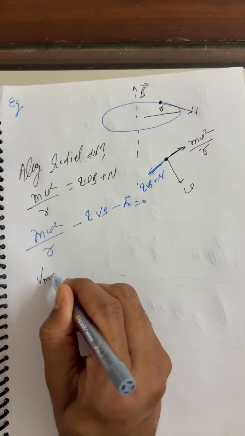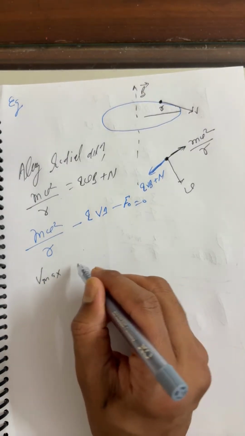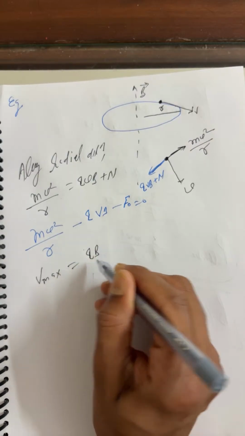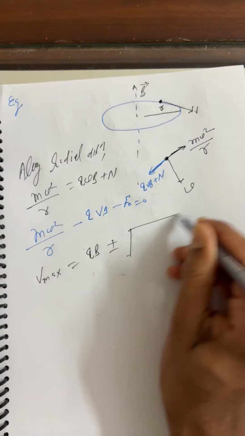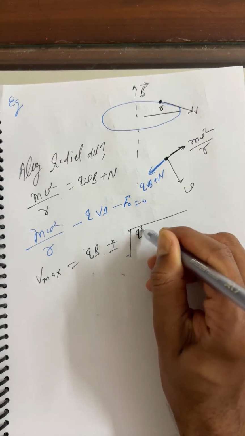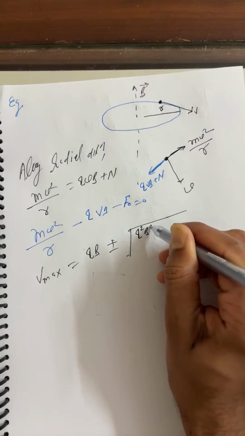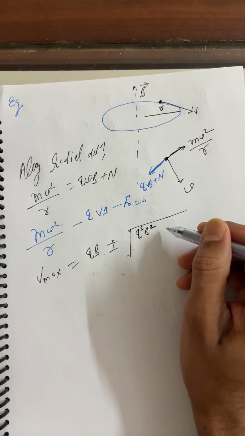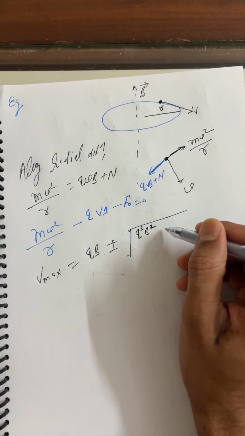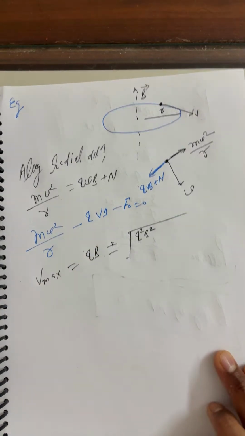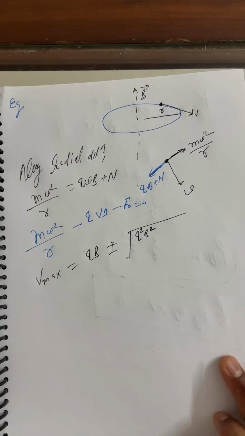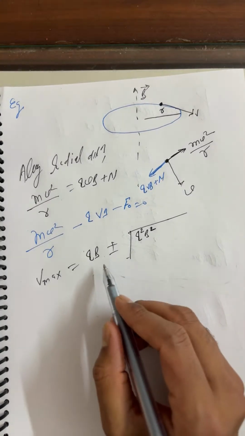So students, here we can write the maximum velocity equals qB plus minus the square root of q square B square, because this is a quadratic equation. We finally have a quadratic equation in terms of V. So finally you can solve. I hope all of you know our formula.